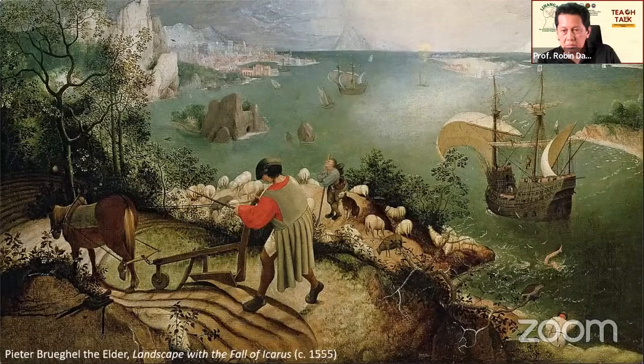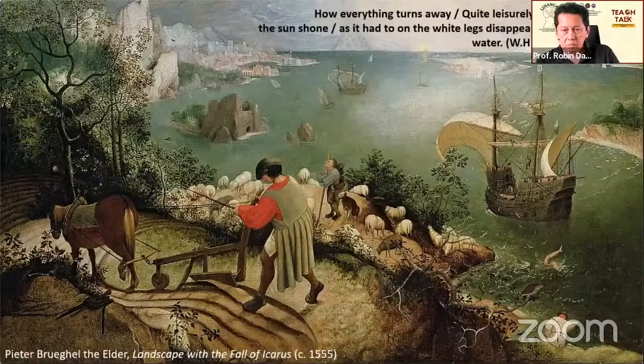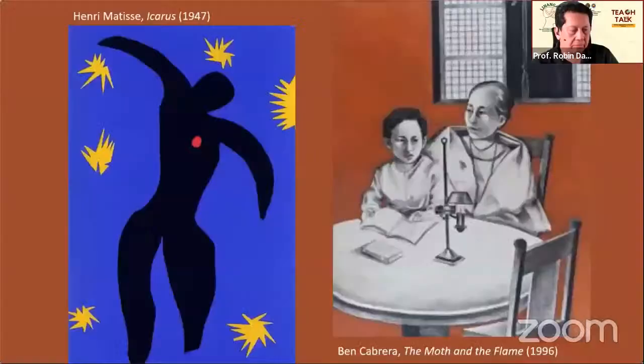Icarus's fall is no more than a blip in the consciousness of ordinary people as they go about their daily tasks. In this painting, it is easy to miss the flailing legs at the lower right of the canvas. In Matisse's version of the myth, on the other hand, there is an exuberance in the moment, with Icarus' heart glowing like a flame. This theme appears in another guise in Rizal's boyhood story, Ang Gamugamo at Ang Lampara.